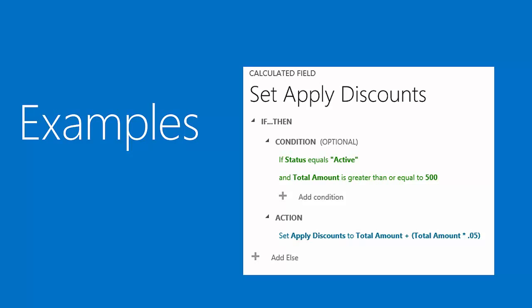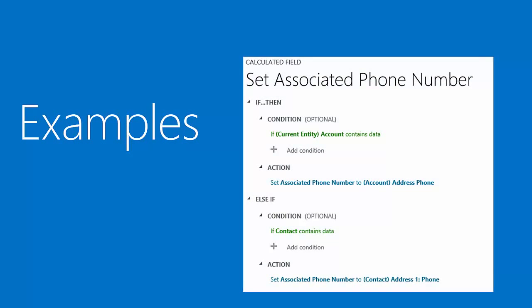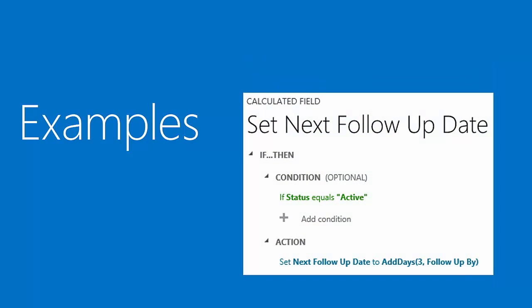Calculated fields are not limited to numeric fields. For instance, a calculated field can set a phone number for an opportunity based on the account or contact information. They can also work with date fields as well. A calculated field can contain values resulting from a various amount of operators.